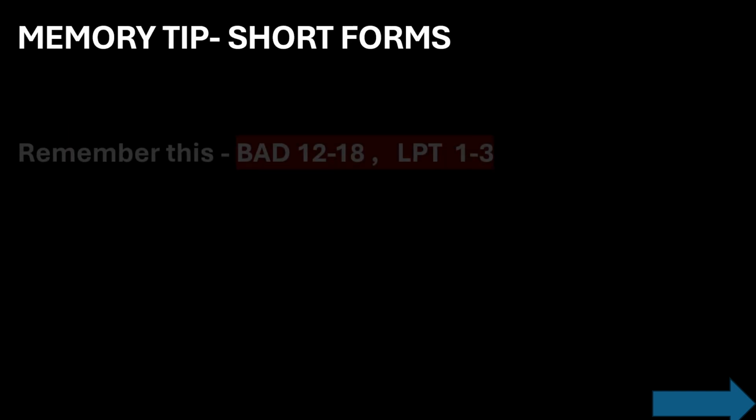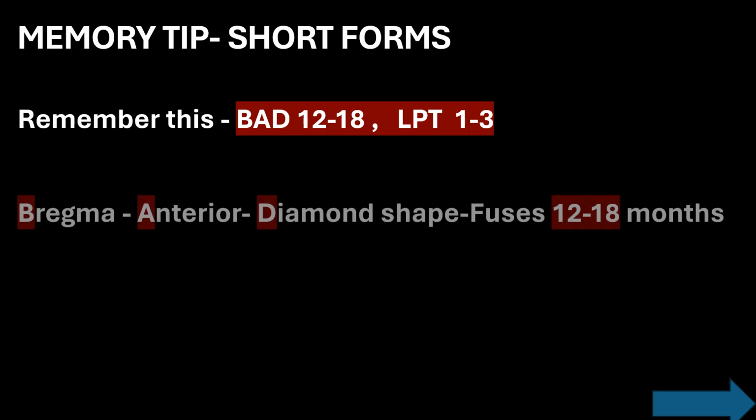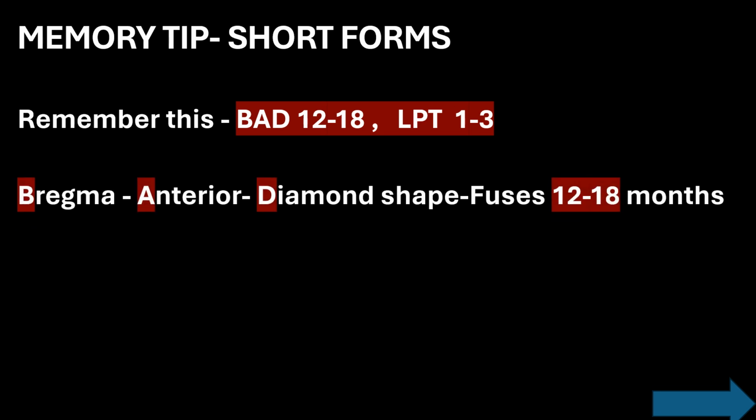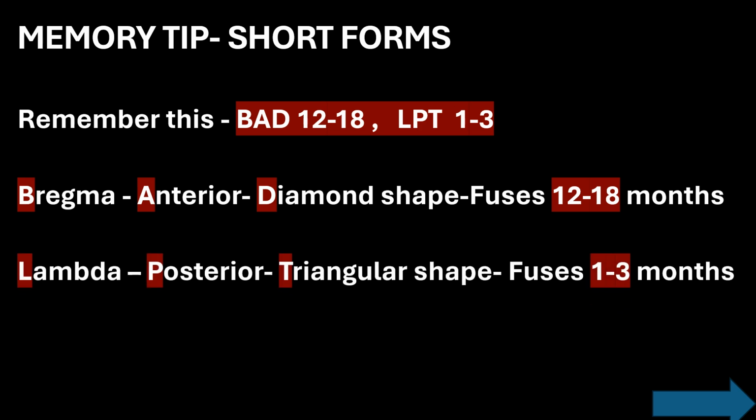Now let us see the picture of bregma and lambda for better memorization. Remember this: BAT 12 to 18, LPT 1 to 3. Bregma, anterior, diamond shape, closes at 12 to 18 months. That is BAT 12 to 18. Lambda, posterior, triangular shape, closes at 1 to 3 months. That is LPT 1 to 3.